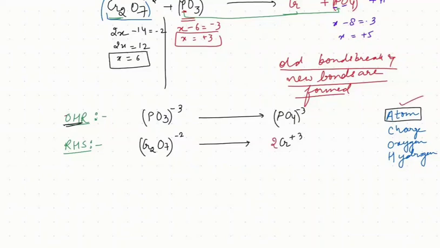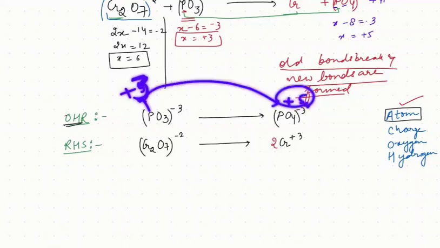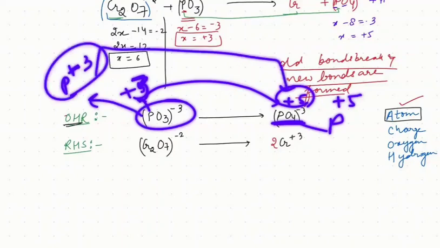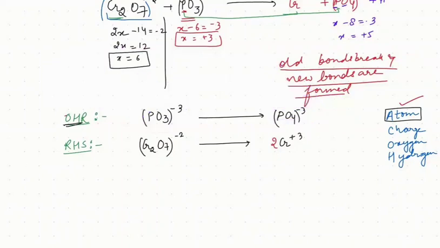Now just have a look. Now what is happening? One phosphorus is carrying a +3 charge, and when it goes to the product side, it becomes a +5 charge. That means when PO4 breaks off, it gives me a phosphorus with a +5 charge, and when PO3 breaks off, it gives me phosphorus with a +3 charge. That means in going from reactant to product, what is phosphorus doing?